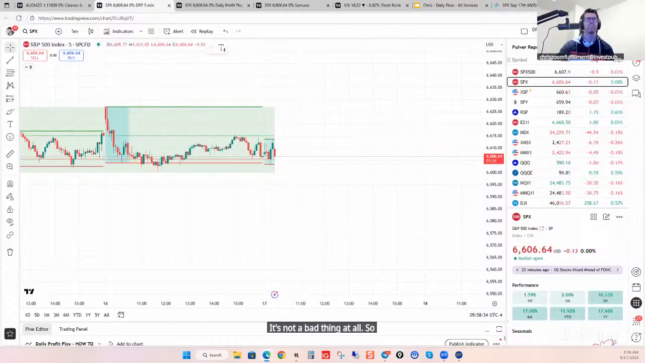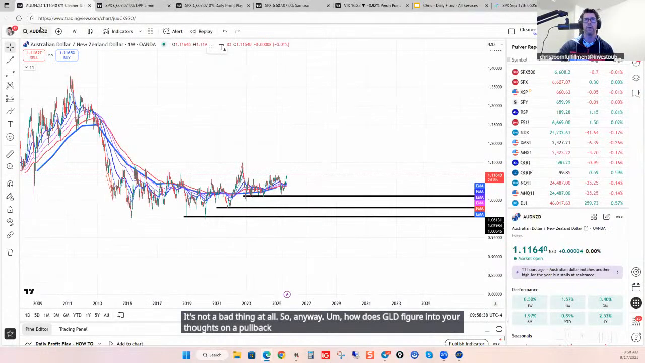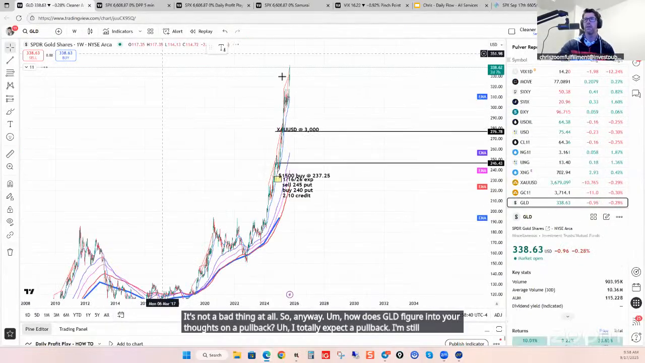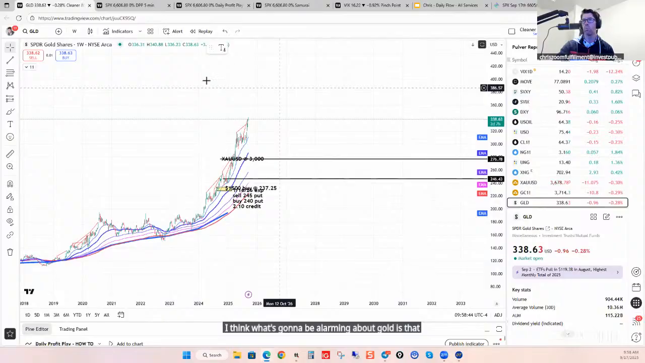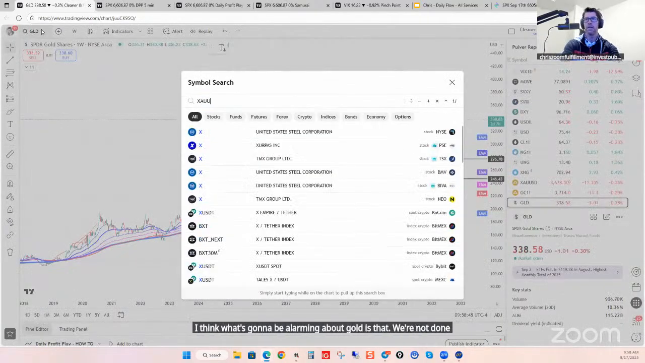So anyway, how does GLD figure into your thoughts on a pullback? I totally expect a pullback. I'm still buying dips though. I think what's going to be alarming about gold is that we're not done going higher. I think gold needs a pullback.